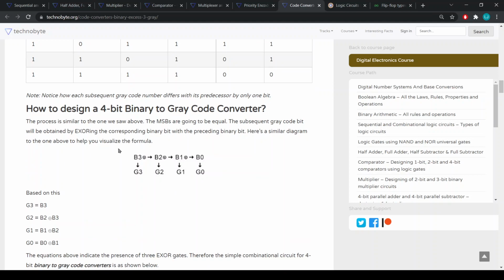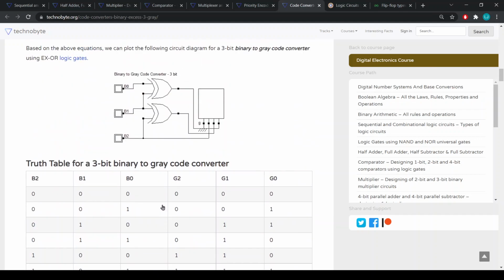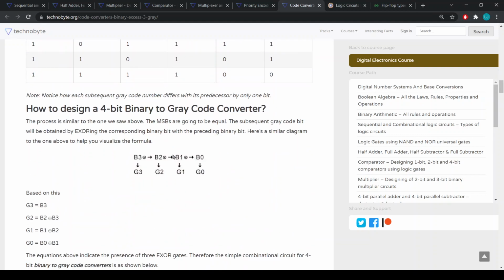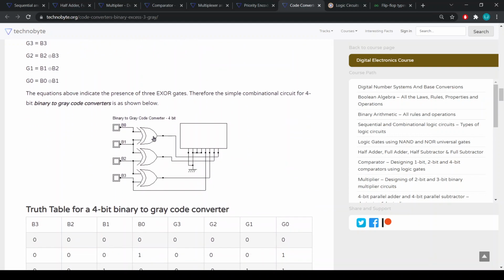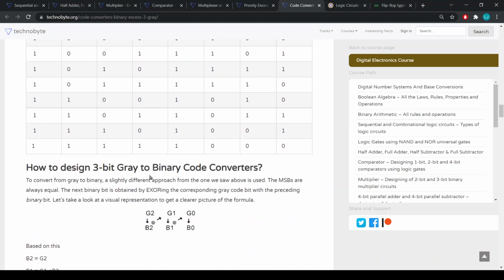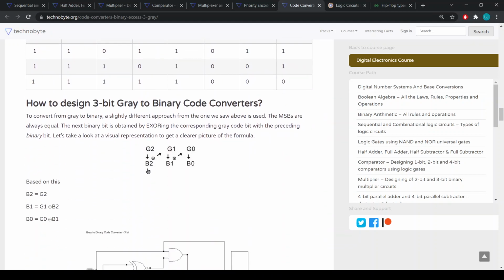A 4-bit binary to gray code converter is just the same. It's exactly the same, it's just longer. And this is the combinational circuit. As you can see, you only have two logic gates here, and here you have three. This is the truth table for the 4-bit.